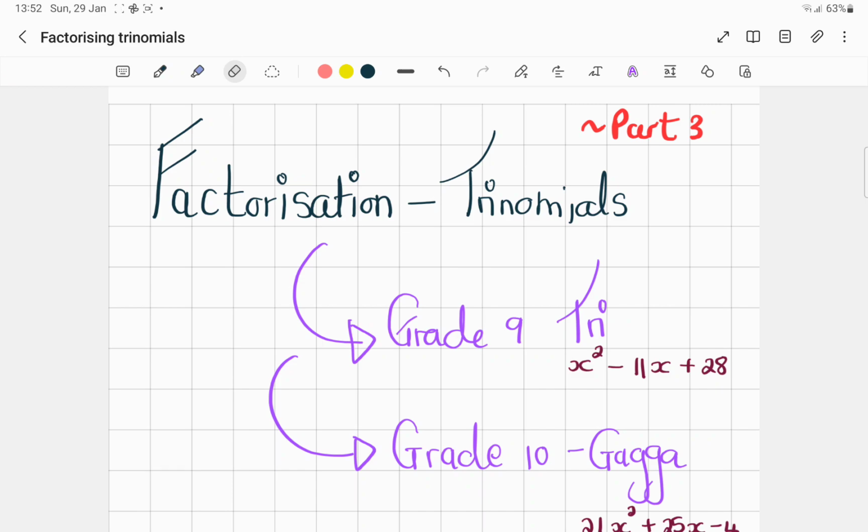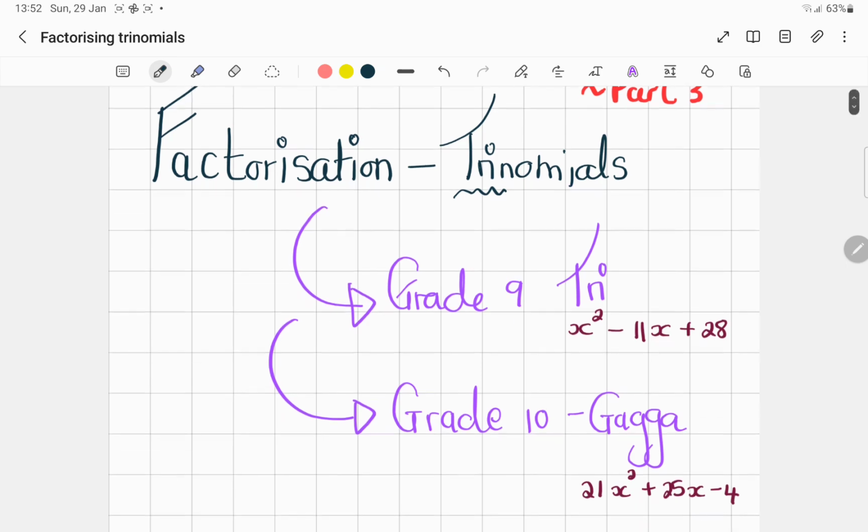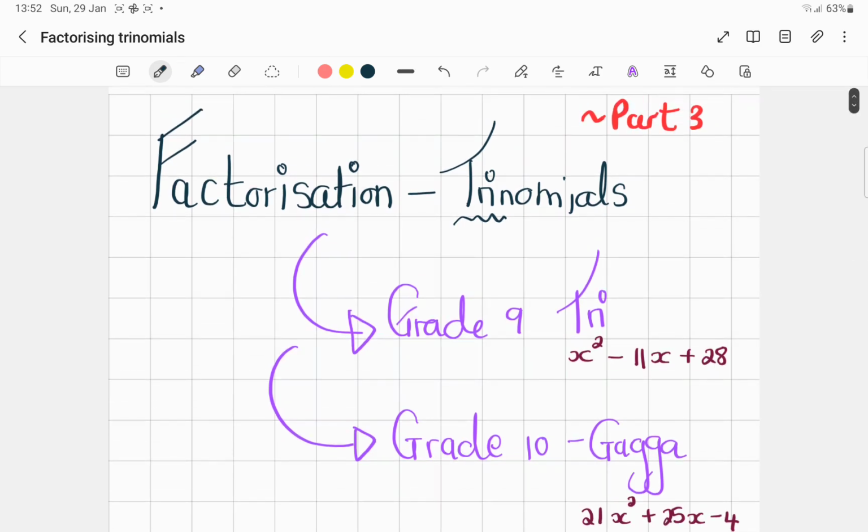This is part 3, where we're going to look at the two types of trinomials that you get. A trinomial is 3 terms in your expression, and the grade 9 one that you should be aware of by now is when we look at a trinomial starting with a 1. We had ones that started maybe with a negative, and then you took out a negative, and then what is left was a trinomial, or there was a common factor that could have been taken out so that you get x squared.